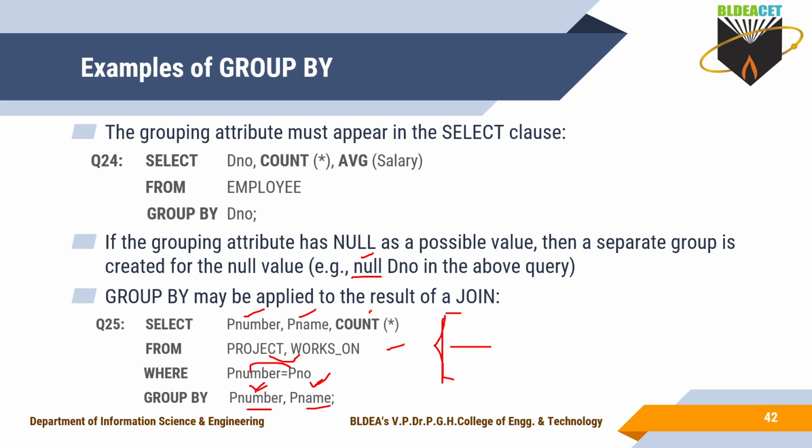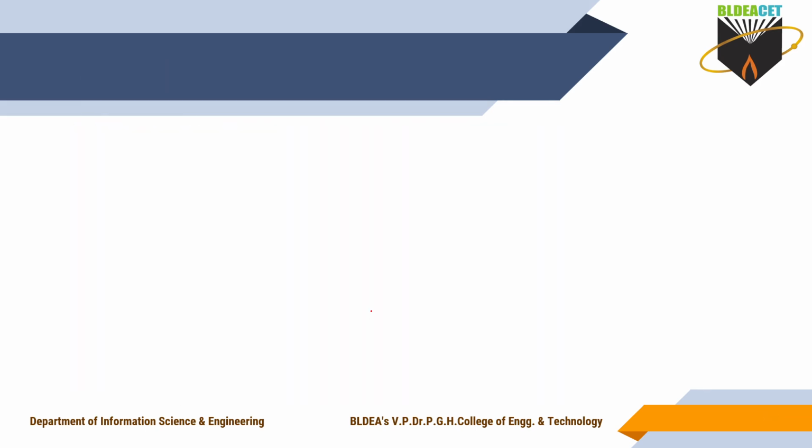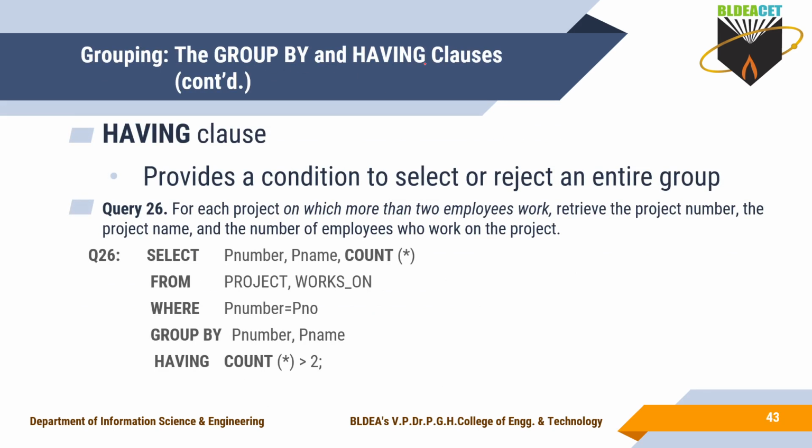Is it clear now? Next is group by and having clause. At present you know that the group by clause is used to group tuples into subgroups. And having provides a condition to select or reject an entire group. So after grouping, if you want to specify any condition on that group, it is possible by using this having clause.